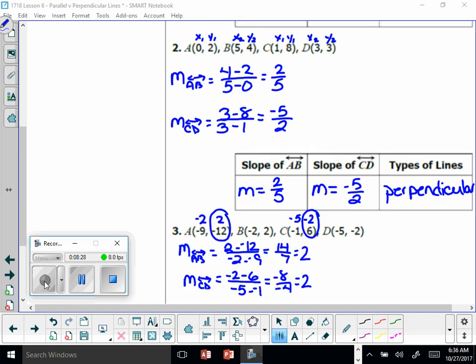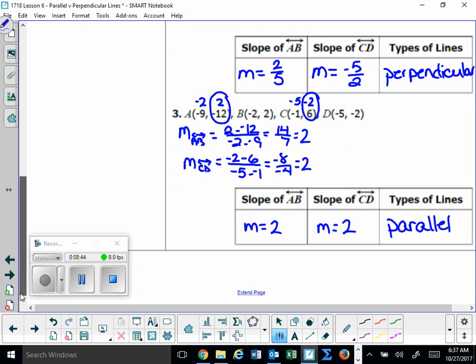All right, let's look at number 2 here. For the slope of AB, I got a positive 2/5, and for the slope of CD, I got a negative 5/2. Those are opposite reciprocals, so my lines are perpendicular. For number 3, both slopes came out to a positive 2, meaning my lines were parallel.